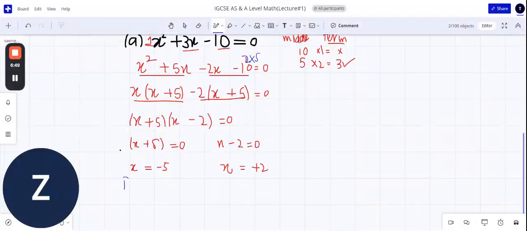So the result is x equals minus 5 and 2. 2 means it's plus 2.